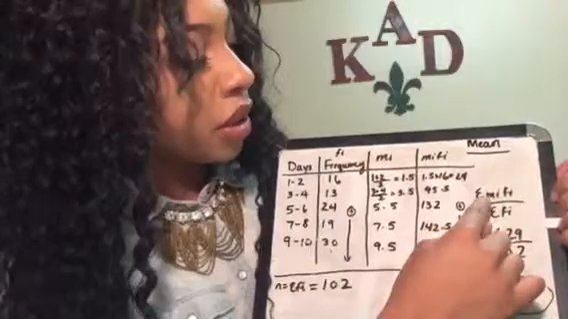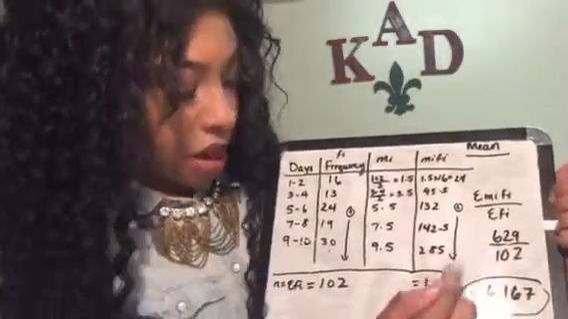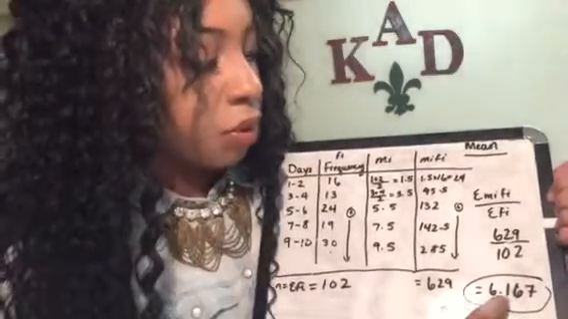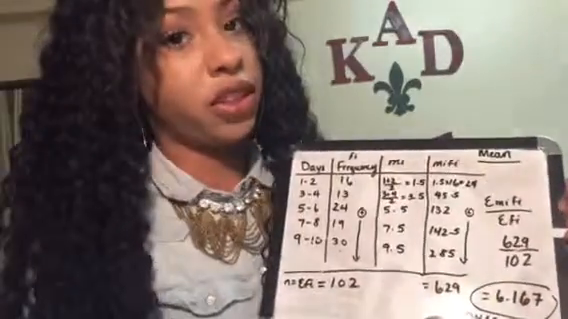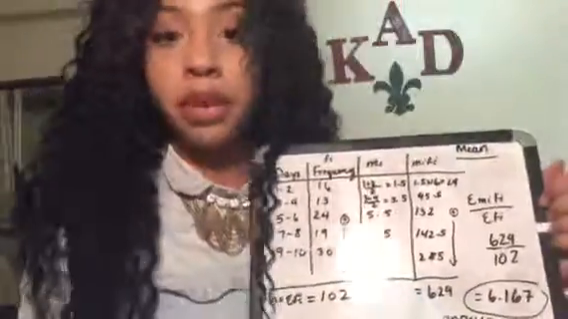And then for your formula, you do midpoint times frequency divided by frequency. So you do 629 divided by 102. And you will get 6.167 for your answer. And you want to use all that to correctly have your answer. And that's how you find the mean.